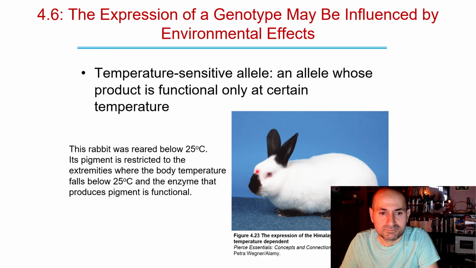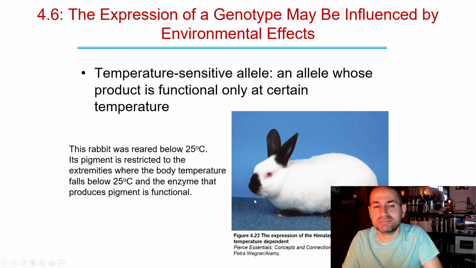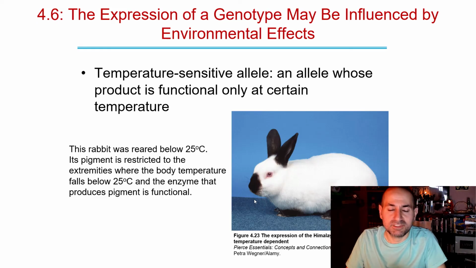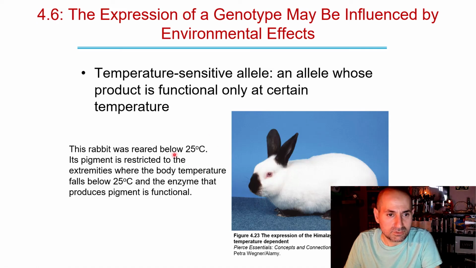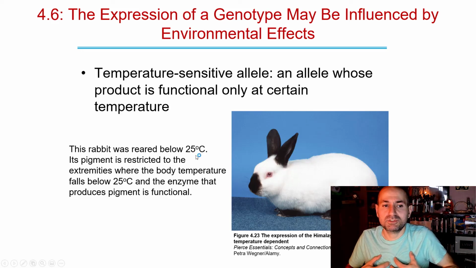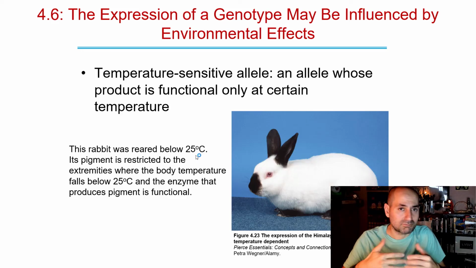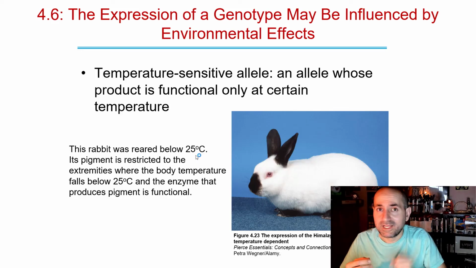Here's the thing. The enzyme that produces this pigment in the fur is only functional below 25 degrees C. So around room temperature. Room temperature is 24 degrees C. Does that make sense? Your body's temperature, for humans anyways, is around 37 degrees C. So if we had a similar enzyme, the tips of our ears might turn black too, or the hairs might turn black. And that's because of the cooler tips of your fingers, tips of your nose, tips of your ears.